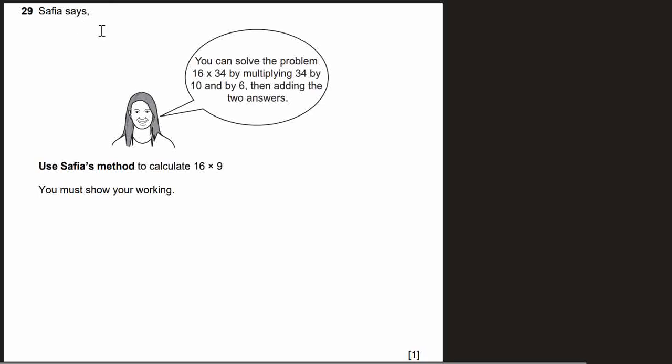Question 29. Sabia says you can solve the problem 16 times 34 by multiplying 34 by 10 and by 6, then adding the two answers. Use Sabia's method to calculate 16 times 9. You must show your working. One minute from now.